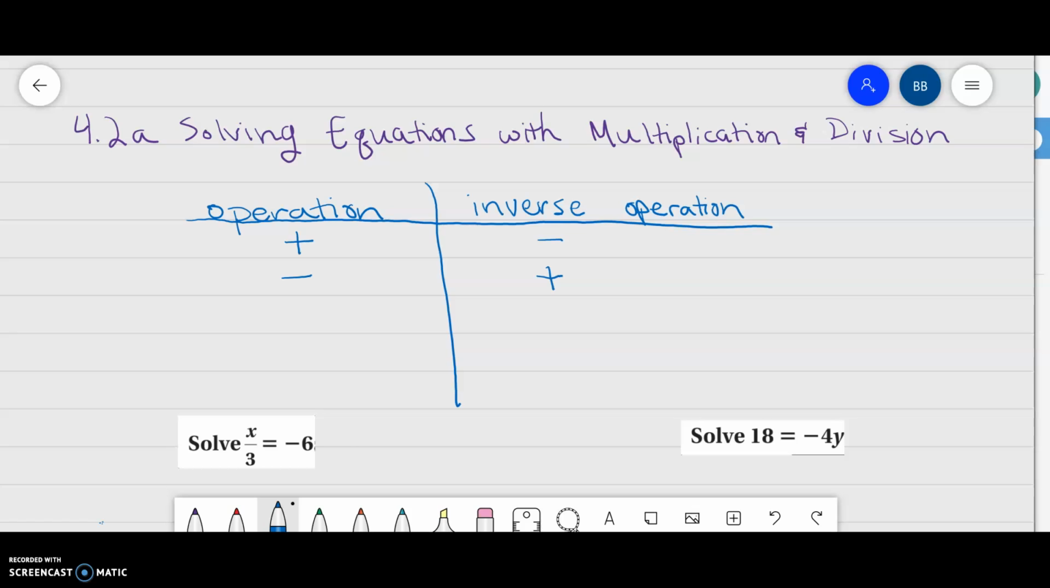So now in this section, we're going to be still using inverse operations. We'll just be doing multiplication and division. So if we have a multiplication of our variable, the way we undo multiplication is with division. And if we have division, the way we undo division, or the inverse of division, is multiplication. All right, so take a minute to pause the video if you need to make sure you have this chart written down, and then we'll just jump straight into some examples.